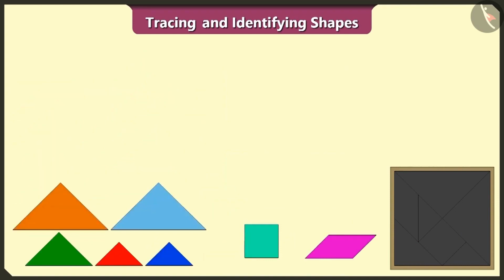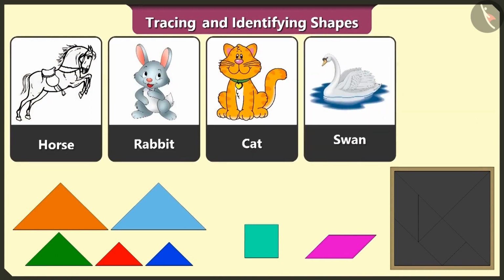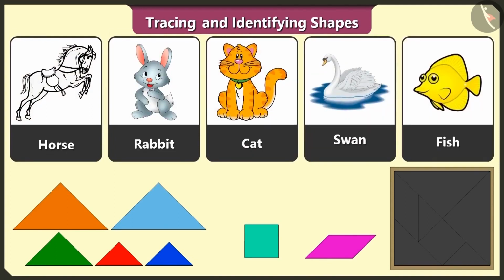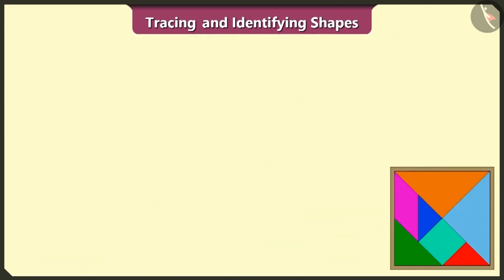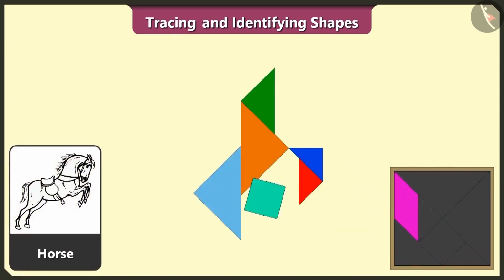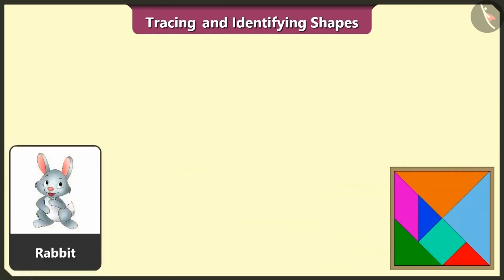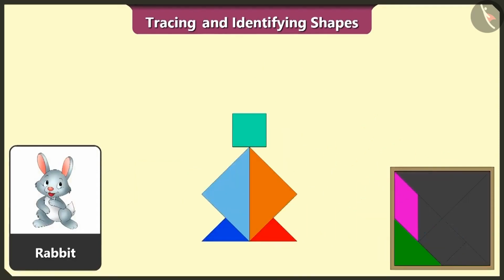Today we will create figures of horse, rabbit, cat, swan and fish using these shapes. Look, this is a horse. Now we will make a horse using 5 triangles, 1 square and 1 quadrilateral. See, the horse is ready. This is a rabbit. Now we will try to create a rabbit using 4 triangles, 1 square and 1 more triangle and 1 quadrilateral. See, rabbit is ready.